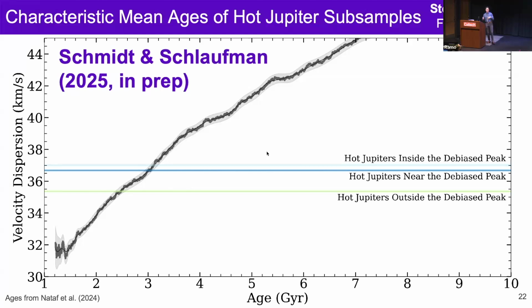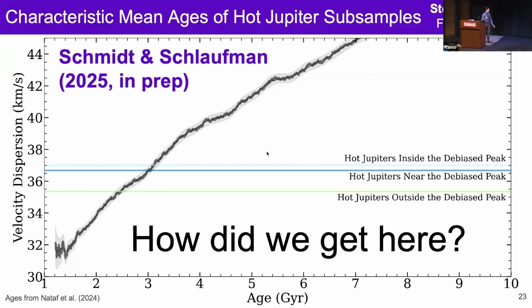Now, we also took into account some other biases that are present in this population, and we found that the age bias incurred by that is no more than 310 million years. Thankfully, since the age offset that we find here is around 500 million years, this means that what we're seeing is something physical, at least partially. Which brings us to the question: how did we get here?